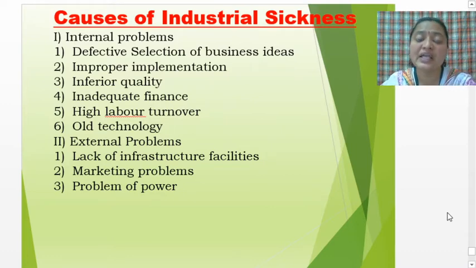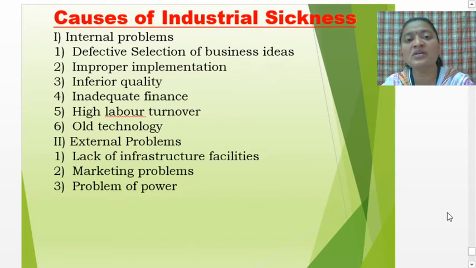The next one is improper implementation. What do you mean by implementation? Implementation means putting the ideas into action. Many a time the manager has many good plans in his mind, thinking we will construct this industry, that industry and so on. But if he fails to implement that, or fails to put the plan into action, obviously the industry will incur loss, or become a sick unit. So that is improper implementation.